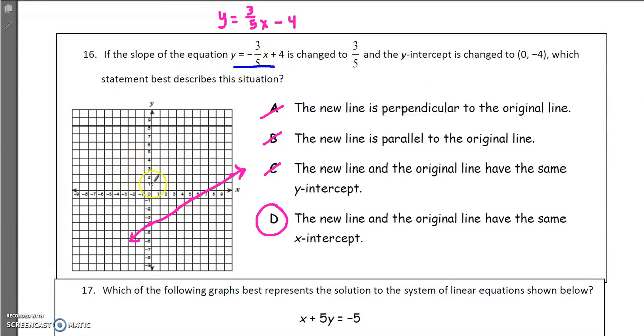So this was a positive 1, 2, 3, 4, and then we went down 3 and over 5, and then down 1, 2, 3, and over 5. And again, without a ruler, it's hard to show that, but bottom line is they are crossing at the x-intercept. So they're going to have the very same x-intercept, okay?